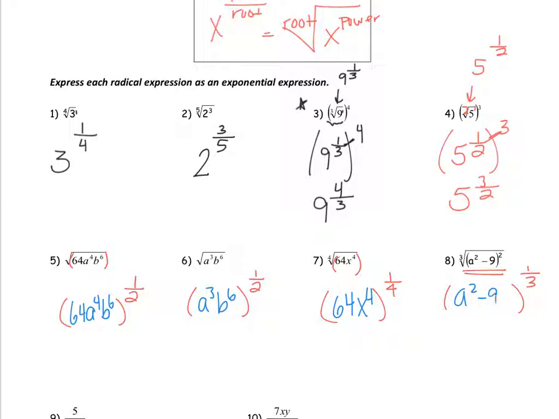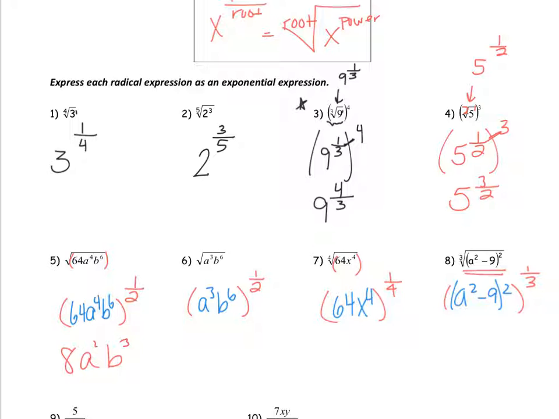A squared minus 9 squared. Now we can simplify them if we want. We know how to distribute these powers in. I mean, we don't have to, but we can. So what is 64 to the 1/2 power? Take a minute, pause the video, and put that into the calculator. 64 to the 1/2 should give you 8. And then we have a and b. And what do we do with these powers? We multiply them. 4 times 1/2 is 2. 6 times 1/2 is 3. So that could be our simplified answer.